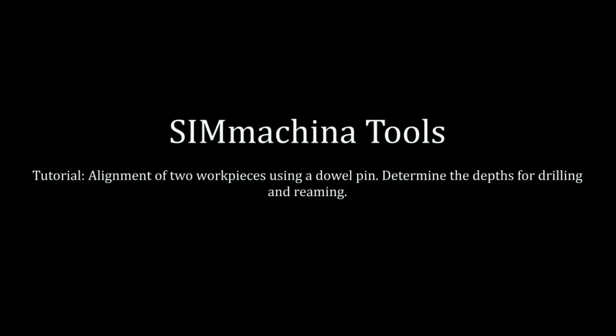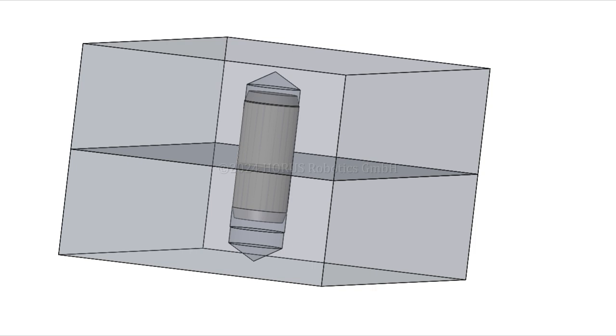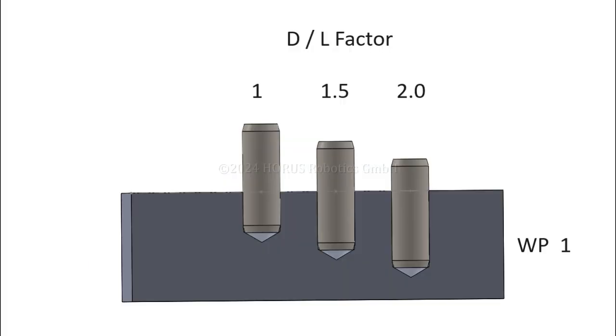SIMmachina Tools tutorial. Two workpieces are to be aligned and located using a dowel pin. A 6mm dowel pin is to be used, and the diameter to length ratio should be set to 1.0 in the first workpiece. The diameter to length ratio specifies the pin depth in relation to the diameter.